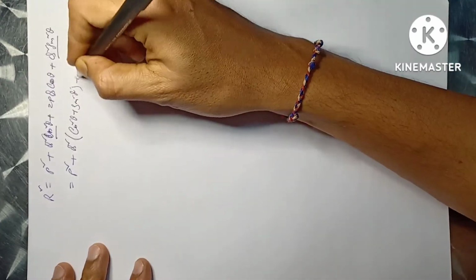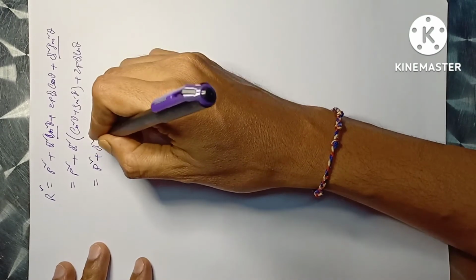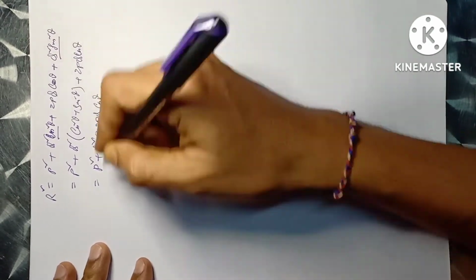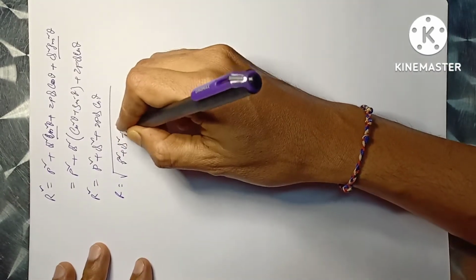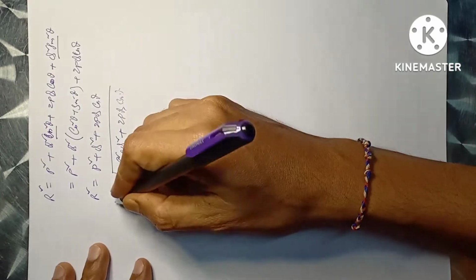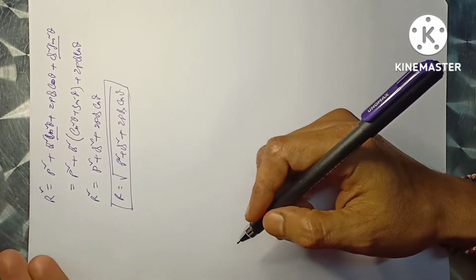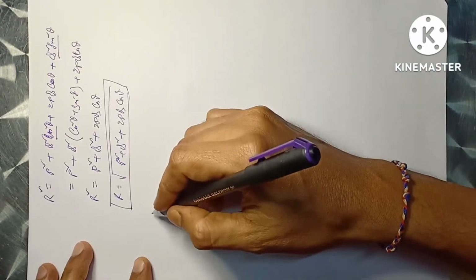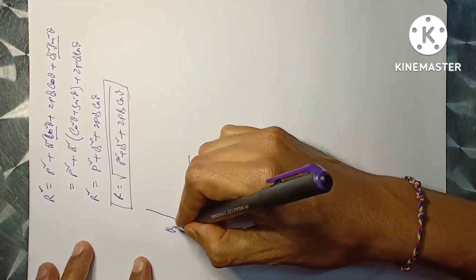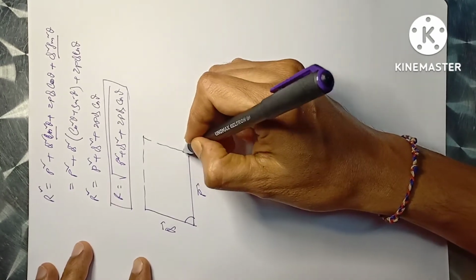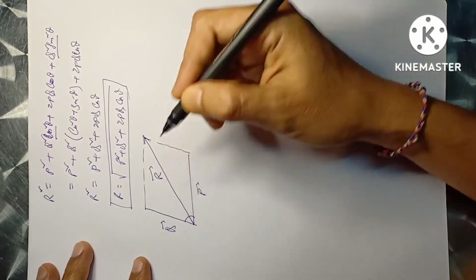So you can write P square plus Q square plus 2PQ cos theta equals R square, or R equal to root P square plus Q square plus 2PQ cos theta. This is the magnitude of the resultant vector R. Now to find the direction, we redraw the figure. This is P vector, this is Q vector, and the parallelogram. Then the diagonal vector represents the resultant vector R.